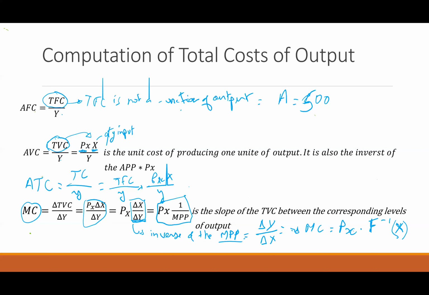If you want to get into this a little bit more in detail, price divided by marginal physical product. Let's say that marginal physical product is 1 and price is 3. That means that to increase output by 1 unit, we need 3 units of input.